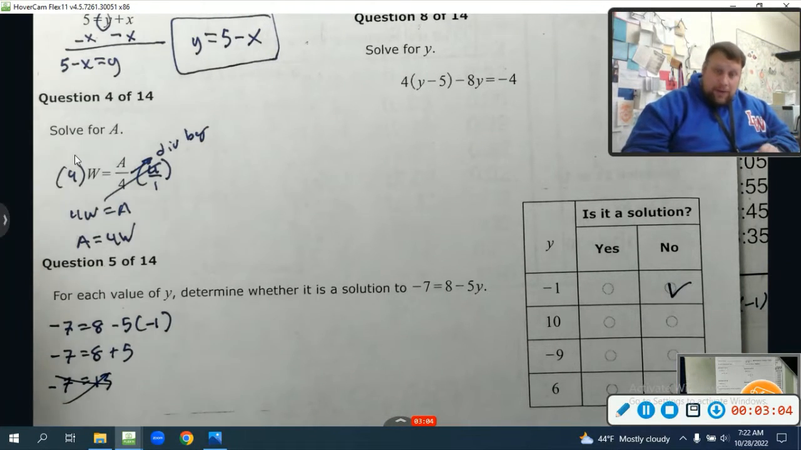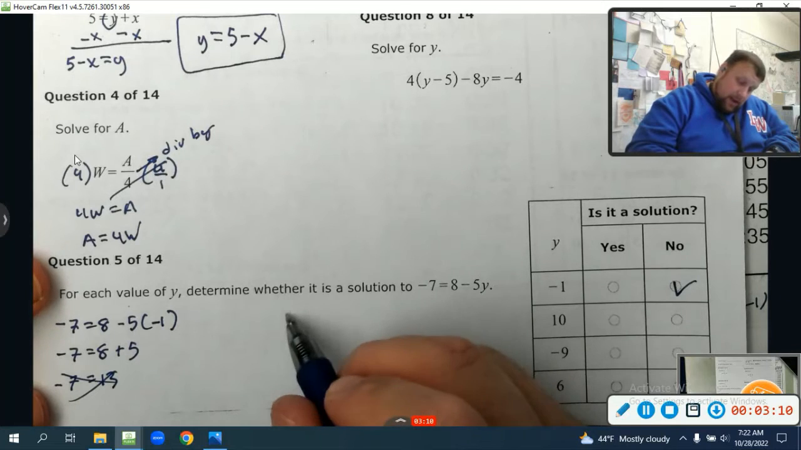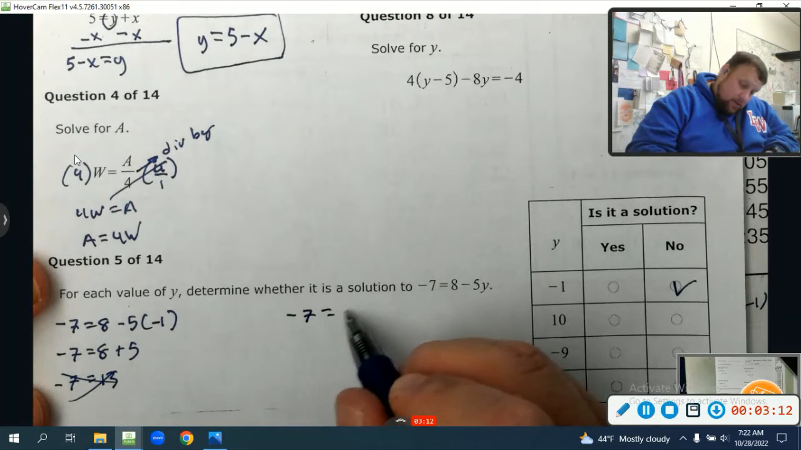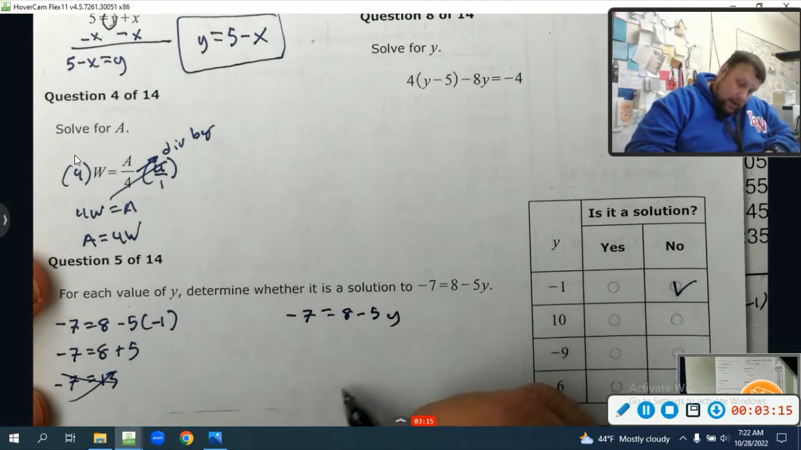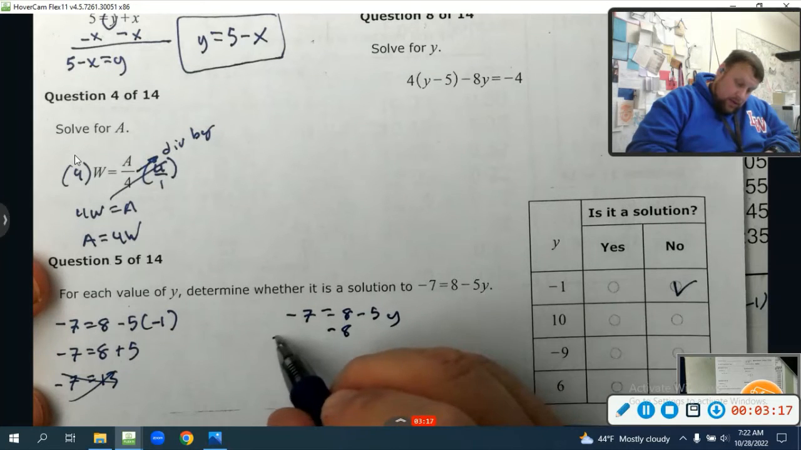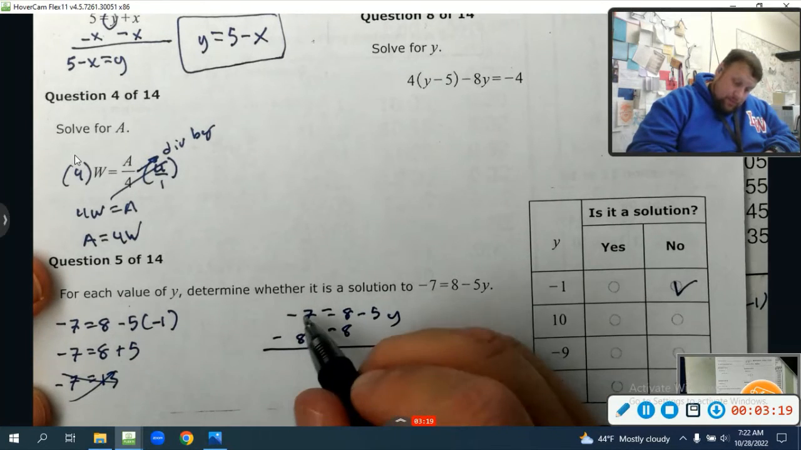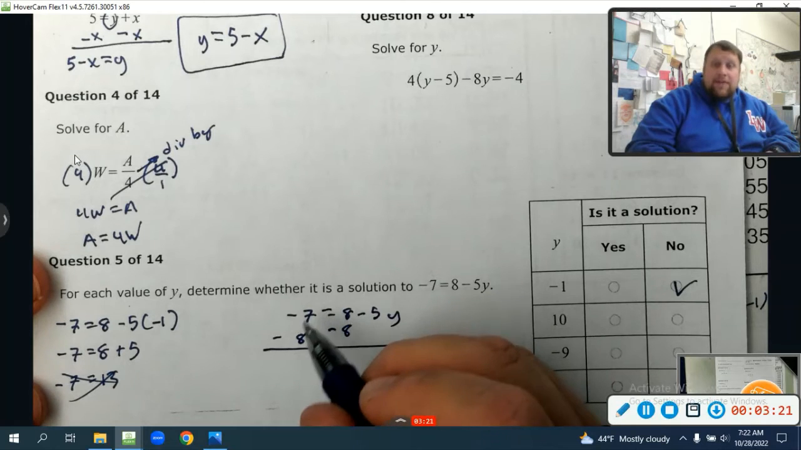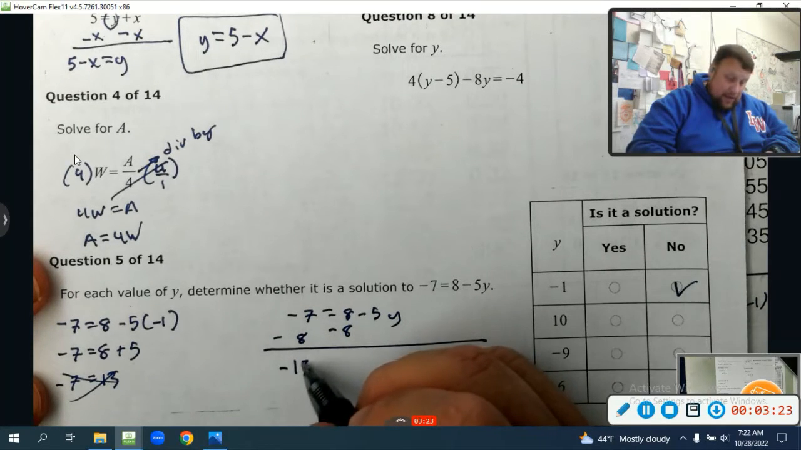Another way I could go about this, and I could test all the points. That's fine, if that's easier for you, do it. For me, I just want to solve for y. So I have negative 7 equals 8 minus 5y, and I'm going to subtract 8 from both sides. Negative 7 minus 8: negative getting more negative, so that's negative 15.